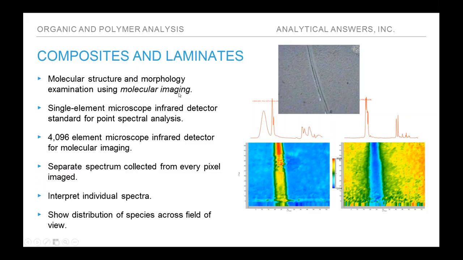So here we could use a combination of both the optics on the infrared microscope, along with, rather than a single point detector, our infrared imager, which is a 4096 element array that's capable of collecting the infrared spectrum of every point in this area shown. So we're able to collect a spectrum from every point and then identify individual features.